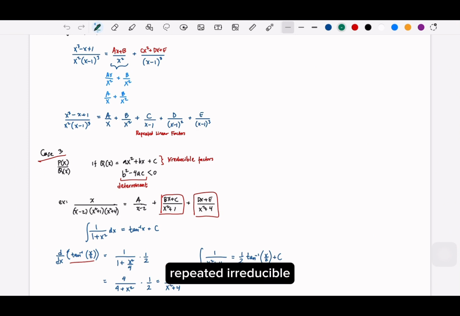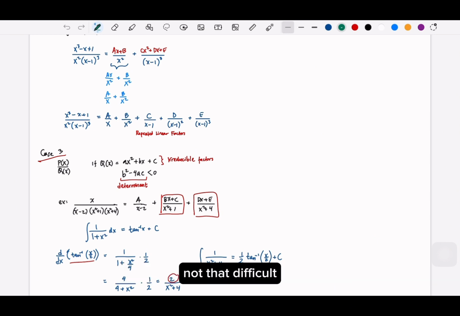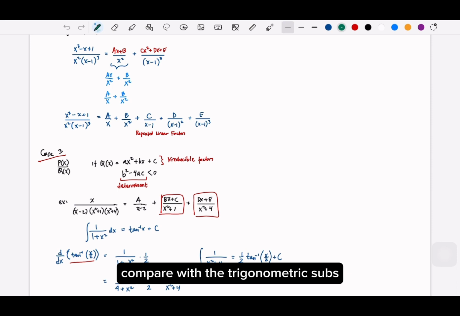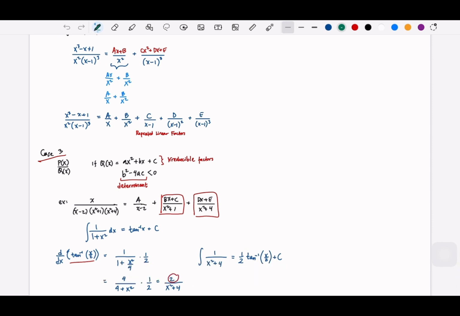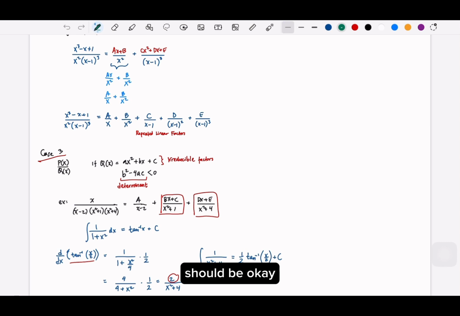Repeated irreducible factors. Okay. It seems like a lot, but it's actually not that difficult compared with the trigonometric substitutions. I still consider trigonometric substitution more difficult than this one. This one is, as long as you can separate the fractions, should be okay.